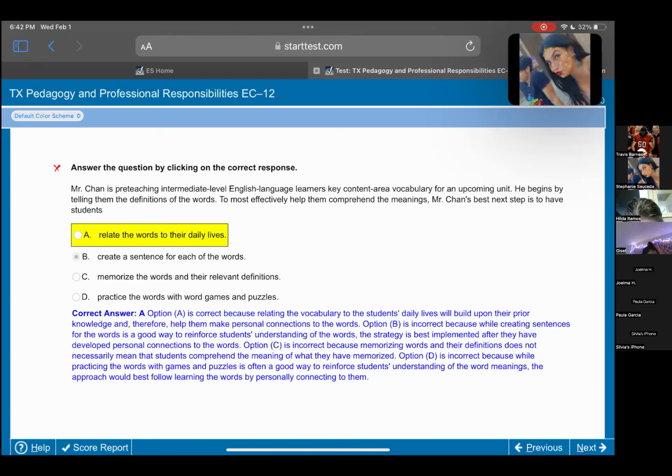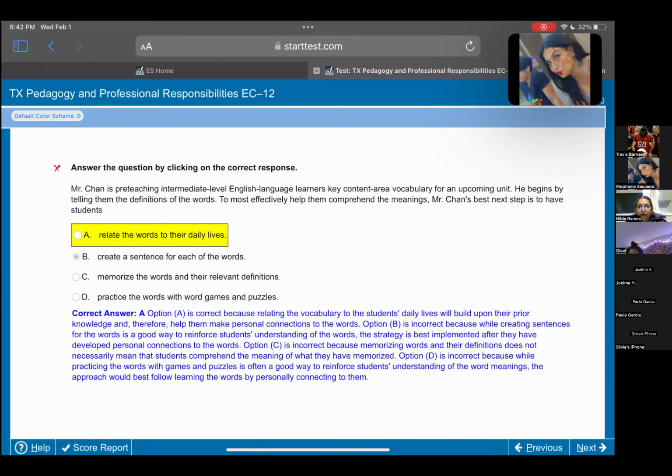To most effectively help them comprehend the meanings, Mr. Chang's best next step is to have students do what? Now, every time you read the question and you read the scenarios, you should be doing several things. You should be identifying the goal of the teacher in this scenario. Like, what's the goal here? What is the question really asking me? And what keywords and phrases have I identified that I know need to be addressed in my answer choice in order for it to be correct?